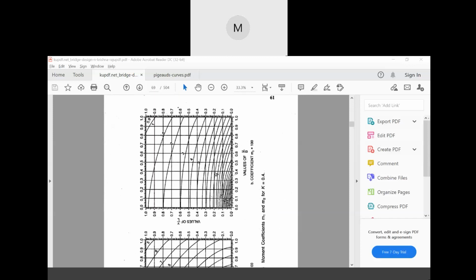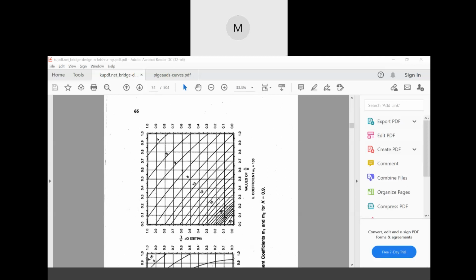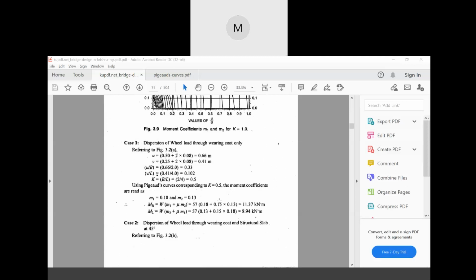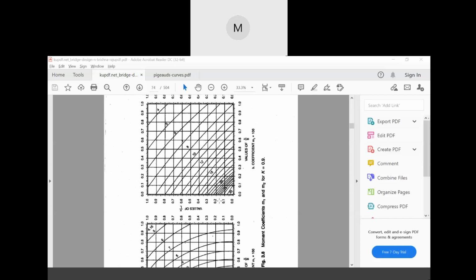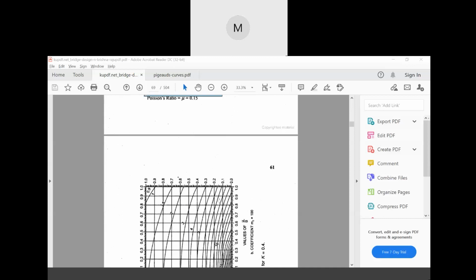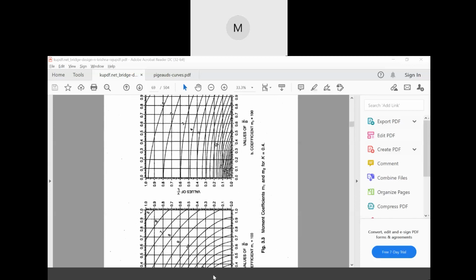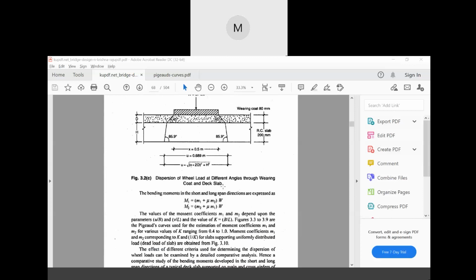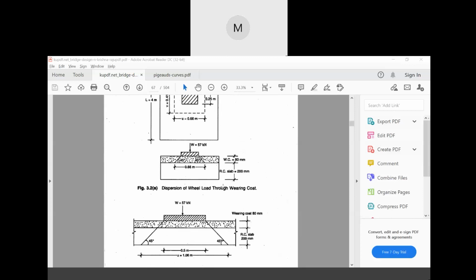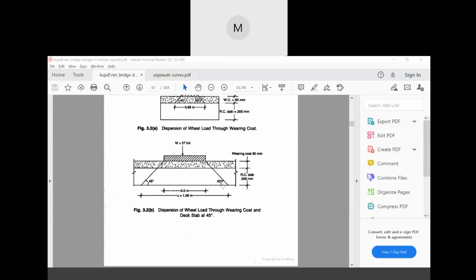So Pigeaud's curve, just take out your Pigeaud's curves. If you can see, just take out your Pigeaud's curves. I gave it to you now in the PDF. Did you take out your Pigeaud's curve?